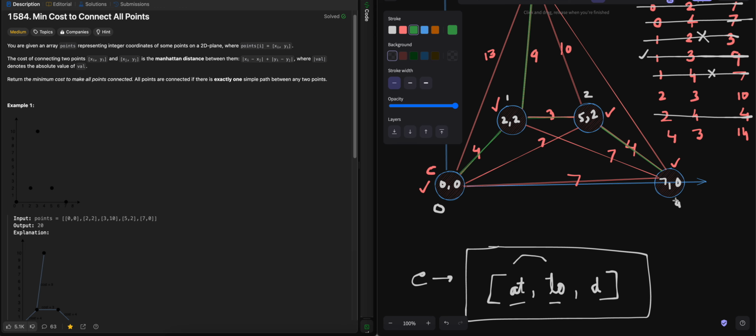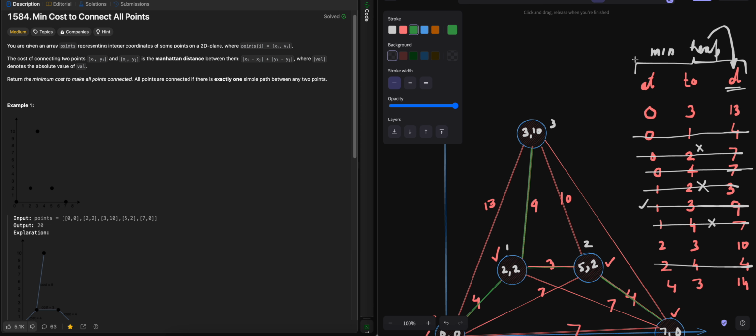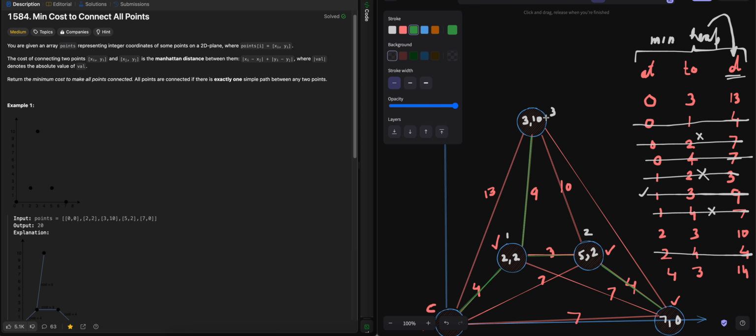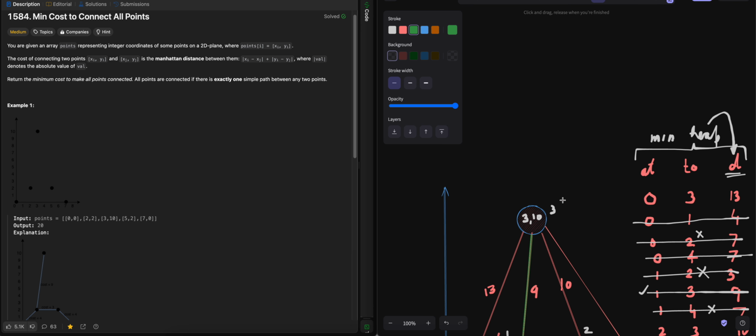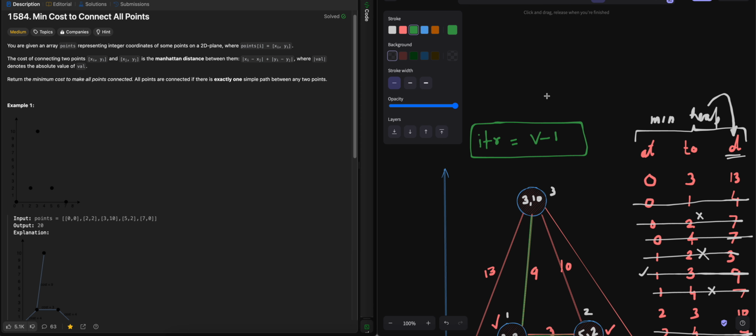So when we are processing or popping from the min heap, the number of iterations we have to do would be equal to the number of vertices minus 1. In our case, what do these vertices represent? These vertices are basically the points, or you can say coordinates.